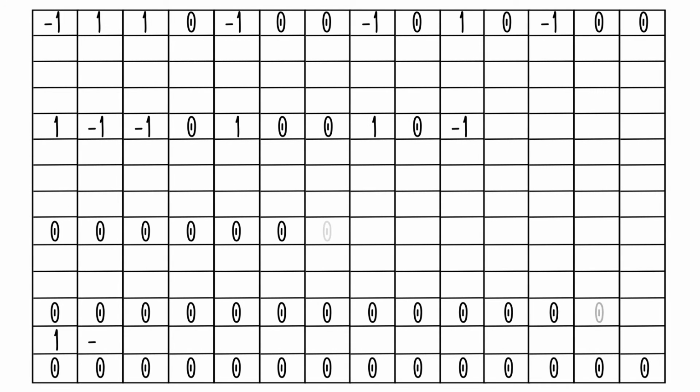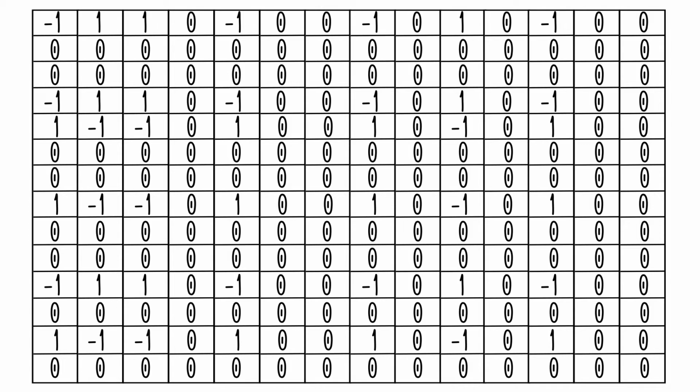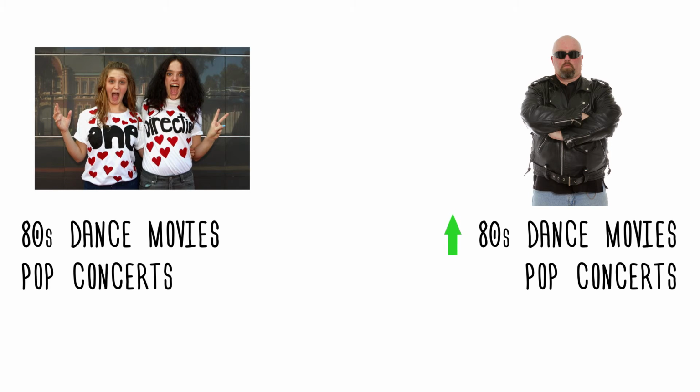Right, it will have 1s for the pairs bikers and 80s dance movies and 1s for the pairs teenage girls and pop concerts. It will also have -1s for the pairs bikers and pop concerts and teenage girls and 80s dance movies. This indicates that while bikers tend to like 80s dance movies more than the average Netflix customer, they tend to dislike pop concerts more than the average Netflix customer. The opposite is true for teenage girls. Of course, more complicated patterns arise in practice.